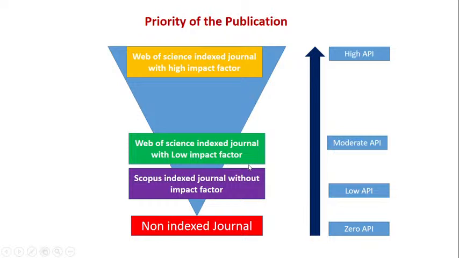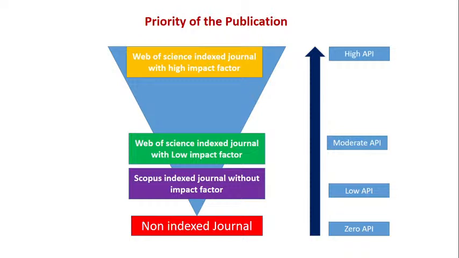Suppose a Web of Science indexed journal with low impact factor, say impact factor 1 to 2, you will get only 10, a moderate API. Suppose a Web of Science journal with more than 5 impact factor, which is a high impact factor, high API will come. Initially it shows 0, and as you go up, Scopus indexing with 1 to 2 impact factor is moderate, and so on. So the top of the triangle gives the highest. This is one analytical tool to give priority to publications.